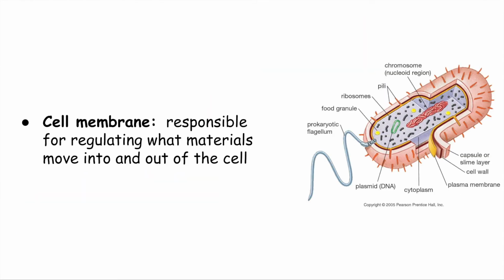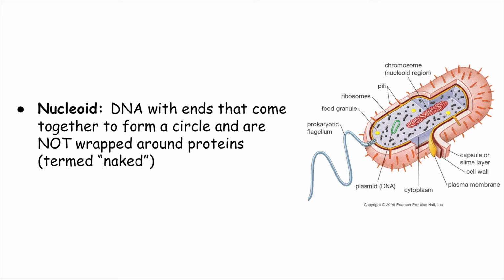Okay, so first of all, let's talk about the cell membrane. It is responsible for regulating the substances that move into and out of the cell. Next is the nucleoid, which is a circular DNA molecule. The DNA is not associated with proteins, which is why it looks lighter on an electron microscope than a nucleus does. So it's usually termed as being naked due to the fact that it's not wrapped around in proteins and not wrapped around in a nuclear envelope.